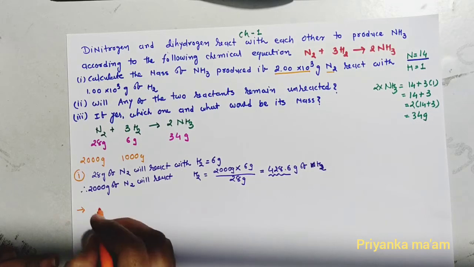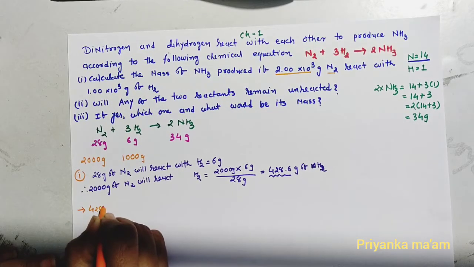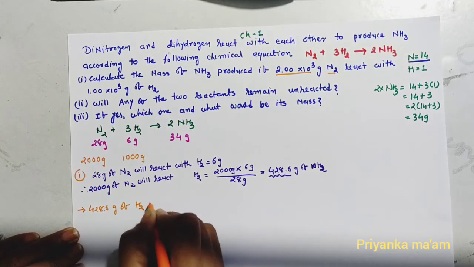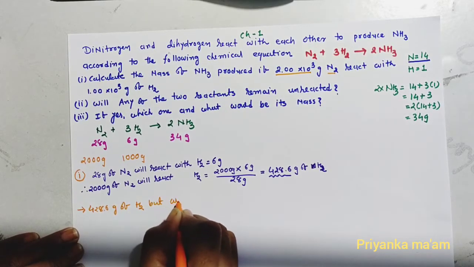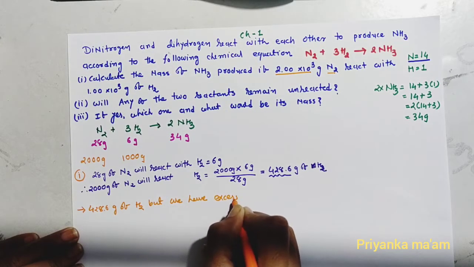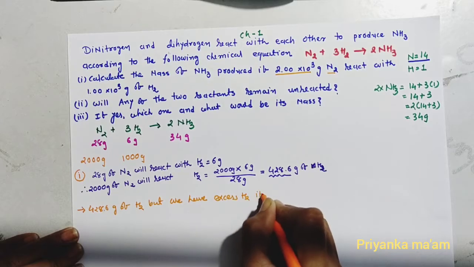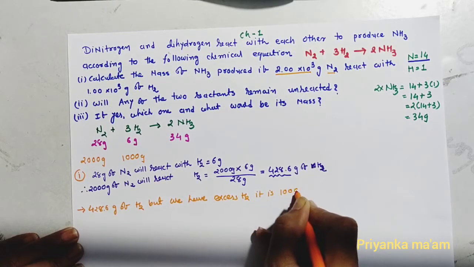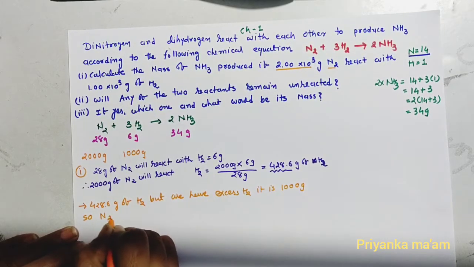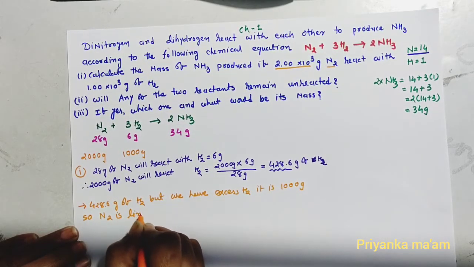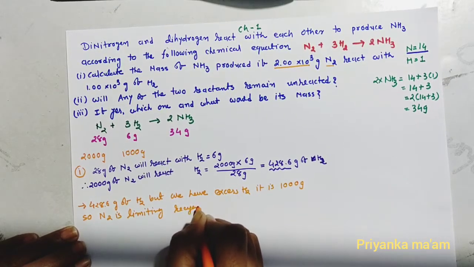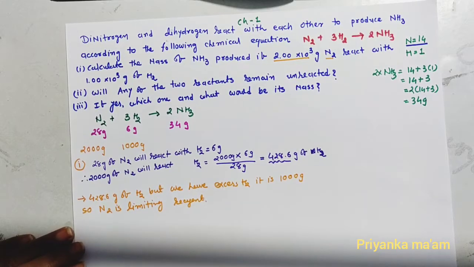So, we have to write like this: 428.6 gram of H2, but we have excess H2, it is 1000 gram. So, which is the limiting reagent? So N2 is the limiting reagent. Did you understand this? Okay.